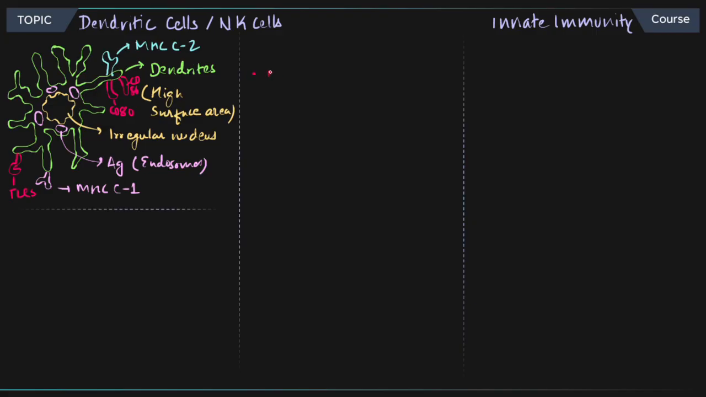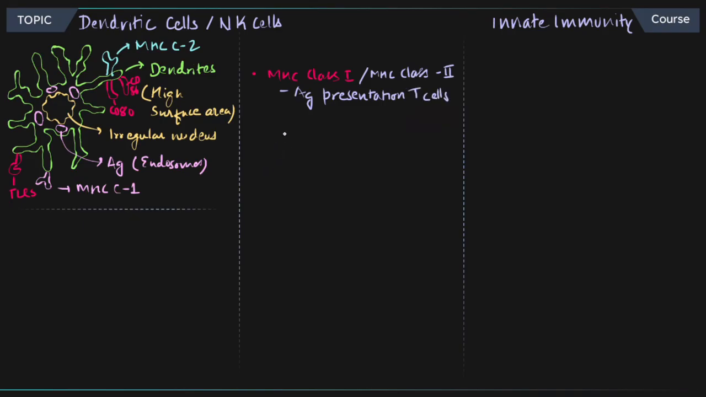Now let's talk about these receptors in detail. One is MHC class 1 and MHC class 2. Let's talk about both of them. So let me write MHC class 2 also over here. These two receptors are important for antigen presentation, specifically to T cells.